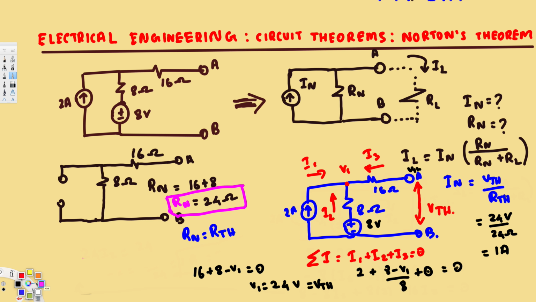Now let's write that one right here. IL, so this is the current across this load resistance, that is equivalent to 1 ampere, that is our I Norton, times R Norton, that is 24 ohm, over R Norton, that is 24 ohm, plus R load resistance, that is whatever value we have for the load resistance, right? So we can leave it as a generic pattern like this, and that's how we do this kind of problem.